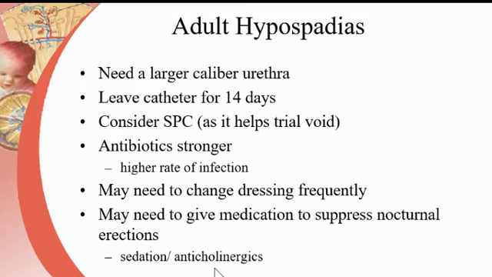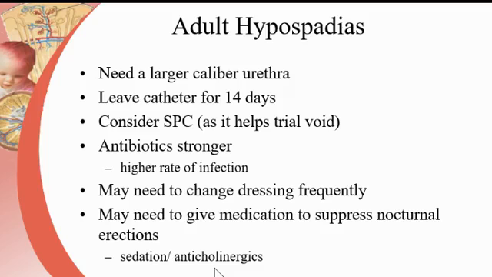Now, sometimes we do get patients who are 20 or 25 years old with adult hypospadias. There are certain points one has to remember in a patient with adult hypospadias. They need a larger caliber urethra, so you probably have to choose the catheter appropriately. Then I always tend to leave the catheter for 14 days, not just 7 to 10 days, because they take a longer time to heal. And I always consider an SPC in an adult hypospadias because you always have to do a trial voiding, and the trial voiding often fails in an adult because they have this inhibition to void.